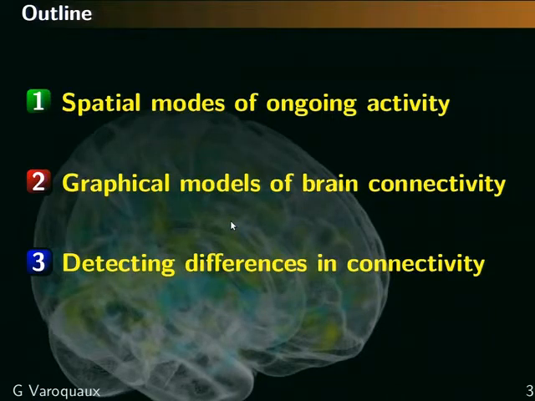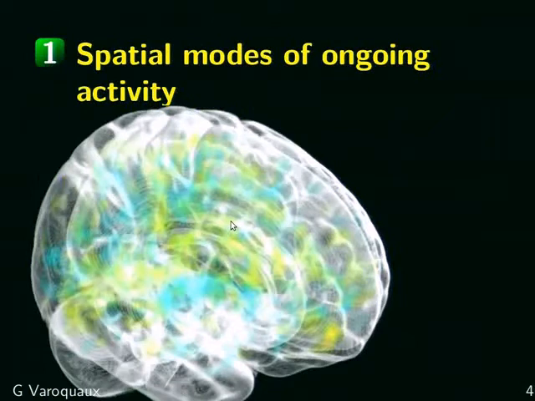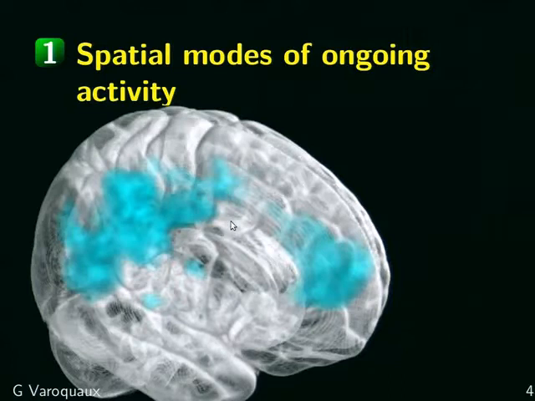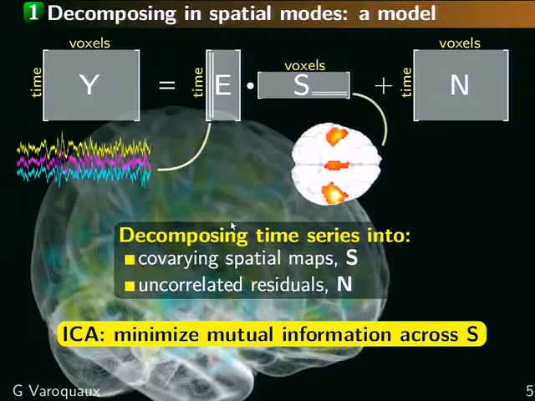So I'll first talk a bit about what spatial modes we can learn from ongoing activity. Then I'll describe a bit how we can learn graphical models that reveal brain connectivity. And finally, I'll talk a bit about how we can detect differences in connectivity. So we've seen this random-looking data set, and it's been known for quite a while that there's actually a lot of spatial structure in this kind of data. This is, for instance, what's been called the default mode. It's very structured, and it's fairly reproducible across subjects.